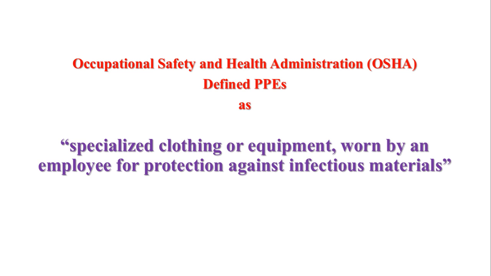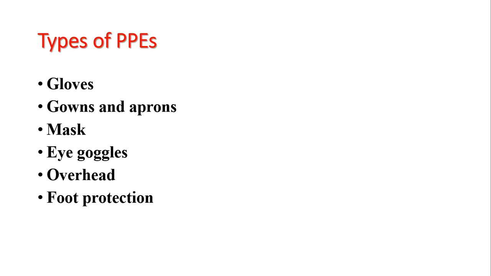So according to the Occupational Safety and Health Administration, PPE can be defined as specialized clothing or equipment worn by an employee for protection against infectious material. There are various types of PPEs which we can use, that includes gloves, gowns and aprons, mask, eye goggles, overhead, foot protection. I will try to show you all of them one by one through various diagrams.